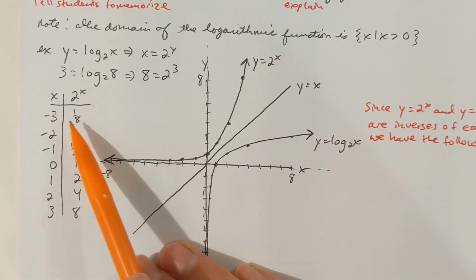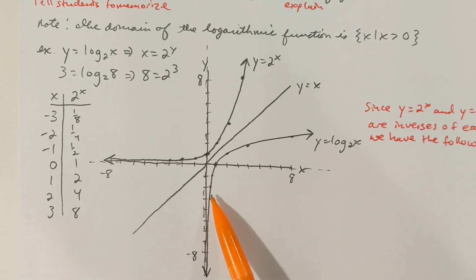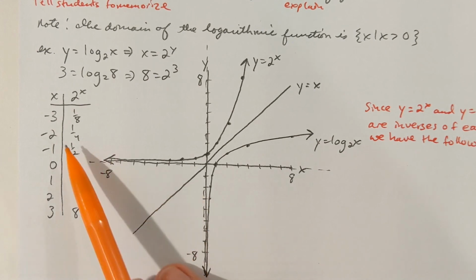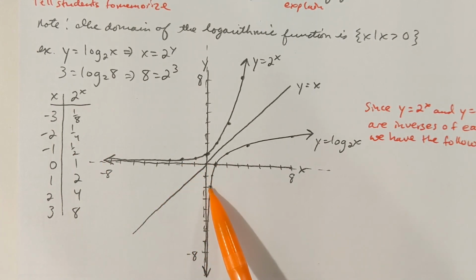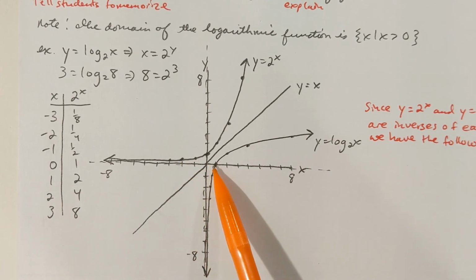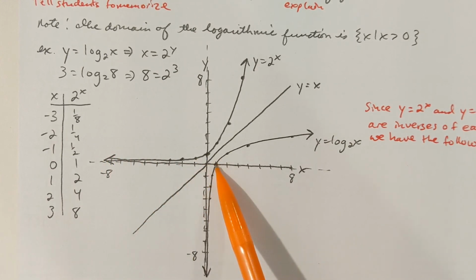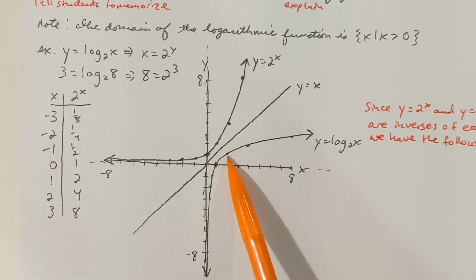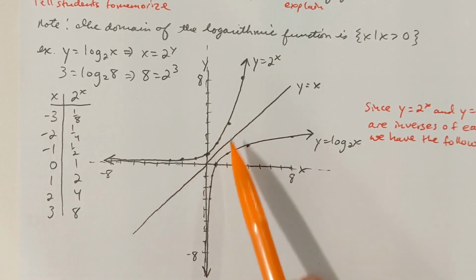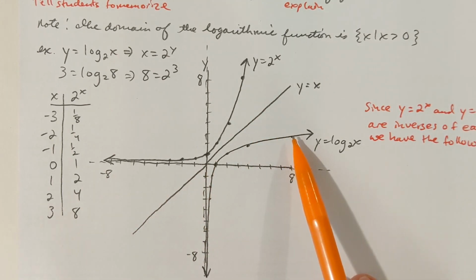So negative 3, 1/8, that's this point here. That's now going to be at 1/8, negative 3. Here's negative 2, 1/4. That's now going to be at 1/4, negative 2. Negative 1, 1/2 would be at 1/2, negative 1. 0, 1 is now going to be at 1, 0. 1, 2 is now going to be at 2, 1. 2, 4 is now going to be at 4, 2, and 3, 8 is now going to be at 8, 3.